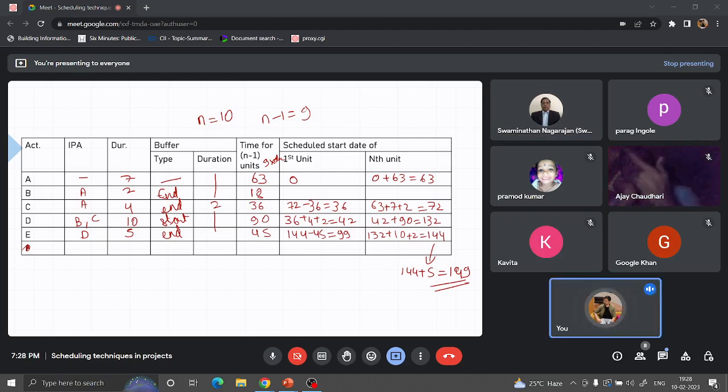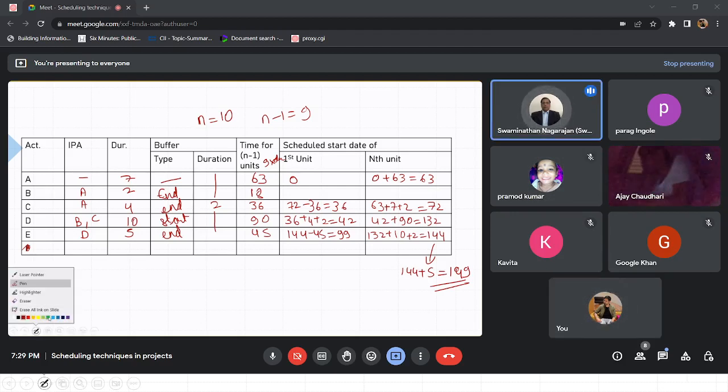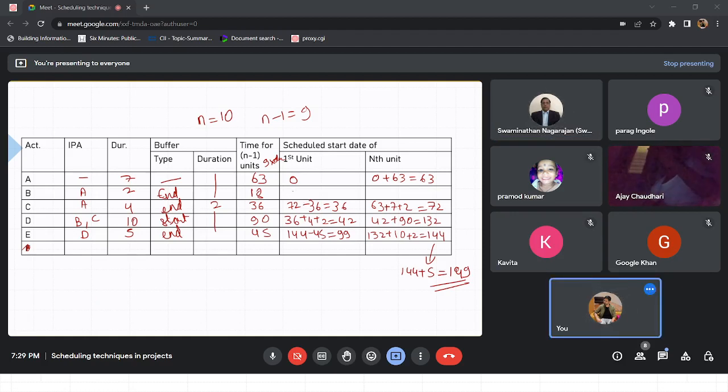Okay, so if this is not a confusion, we will come to the missing part. What happens to activity B? Now, as you can see, B is not critical. So if you take it in terms of A, or in terms of D, when it is supposed to end, it should work fine. By convention, we'll just go with A. So the first unit of A starts from 0, plus it takes 7 days to finish the first unit, plus 2 days of buffer. So 9. Similarly, 9 plus 18 is equal to 27.